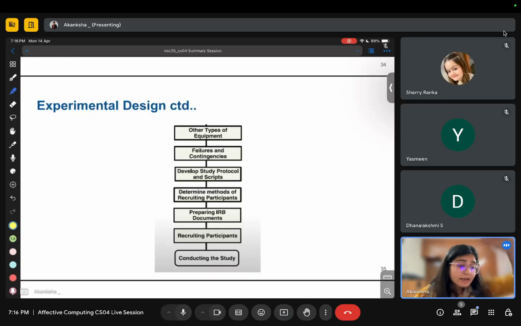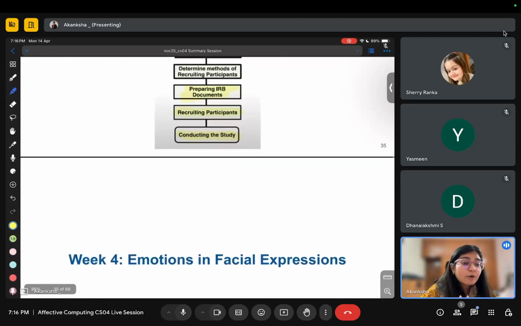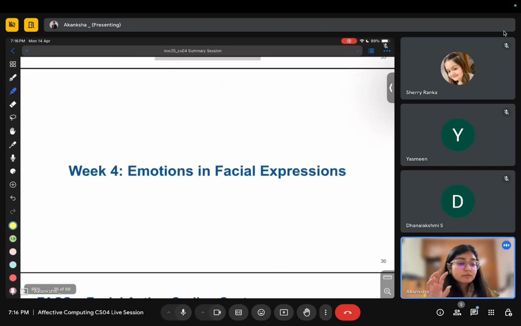Then after deciding everything, you are preparing the IRB document. After getting the approval from IRB, then you are recruiting participants, then you are conducting the study. Can you imagine how long the procedure is? You need to take care of each and everything. So this is how the ideal emotional design, experiment design should be.